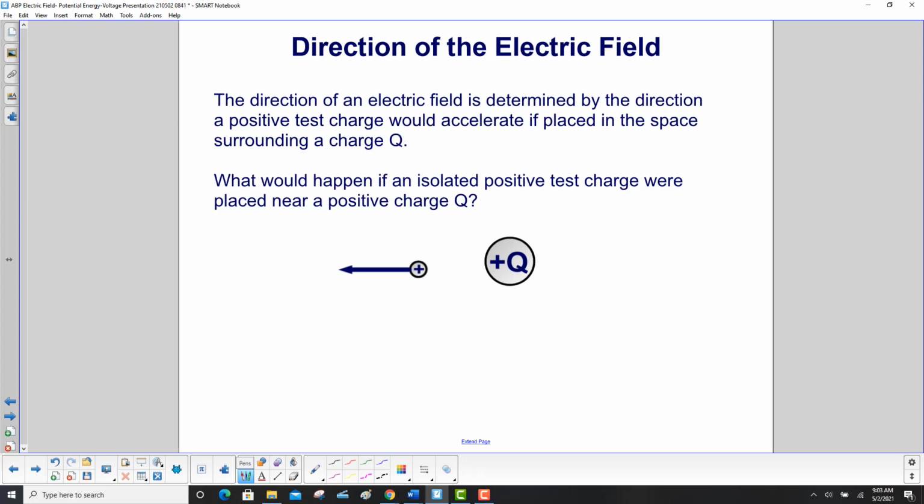The previous slide showed the magnitude of the electric field. So how do we determine its direction? Well, the direction of the electric field is determined by the direction that a small positive test charge would accelerate if placed in the space surrounding a charge Q. What would happen if an isolated positive test charge were placed near a positive charge Q that's generating this big field? And again, we're assuming the test charge doesn't have very much of a field at all.